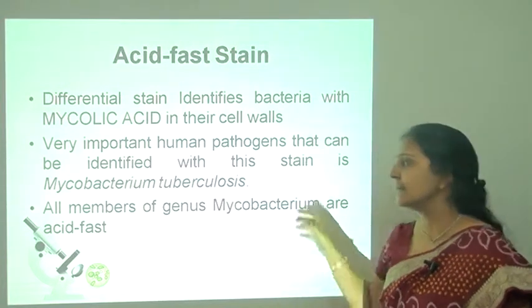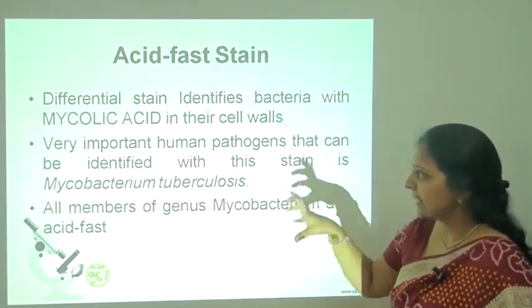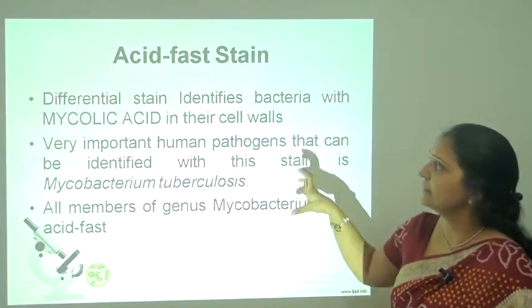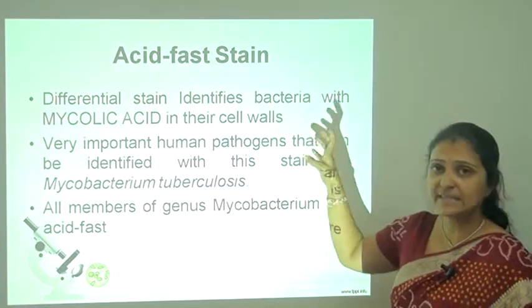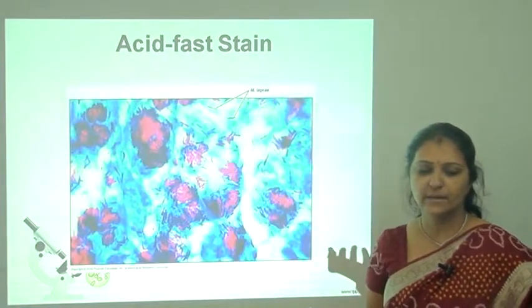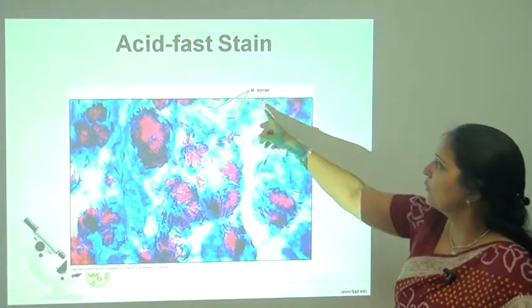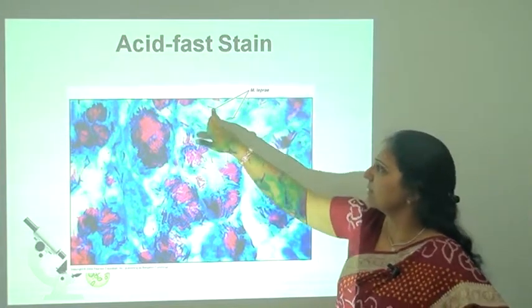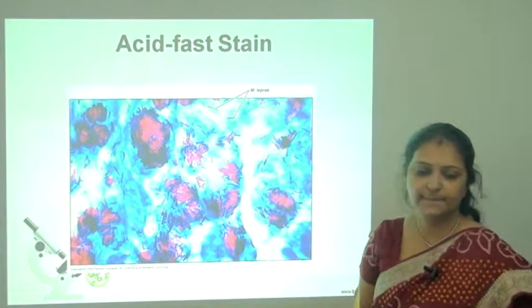Mycobacterium tuberculosis possesses mycolic acid in its cell wall, and this mycolic acid can be stained by the acid fast staining, which uses Ziehl-Neelsen carbol fuchsin, that is the ZNCF. These are the bacteria, Mycobacterium leprae or Mycobacterium tuberculosis, stained with the acid fast stain.